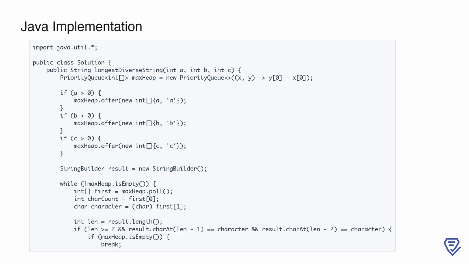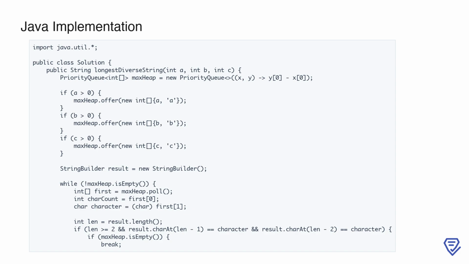Here, we begin by importing the necessary packages and defining our solution class. Within it, we implement the longest diverse string method, which takes 3 integers A, B, and C representing the maximum counts of characters A, B, and C that can be used.